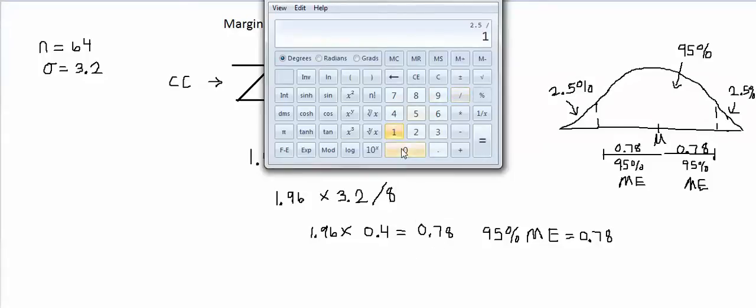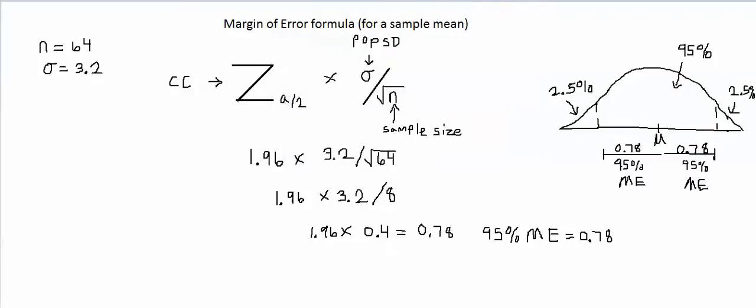2.5 divided by 100 is 0.025, which means when I actually select my sample of 64 people and collect data from them, I have a 0.025 probability of getting a sample from the lower tail down here. In other words, I have a 0.025 probability of getting a sample mean that's more than 0.78 below the population mean, way out here.